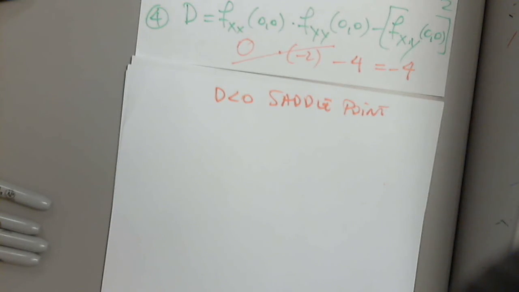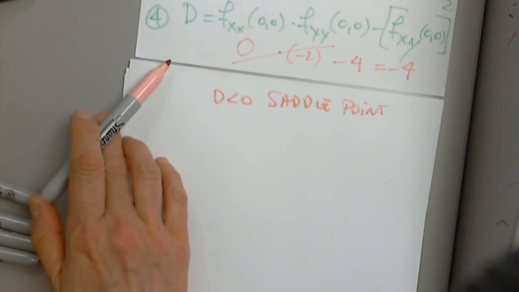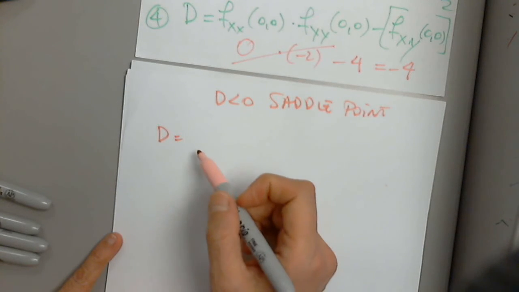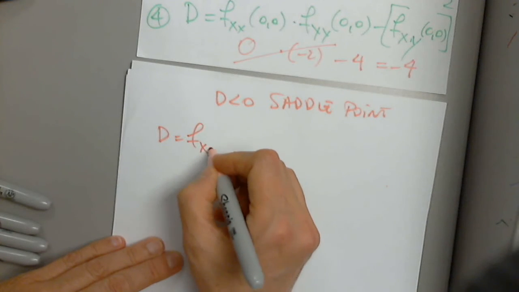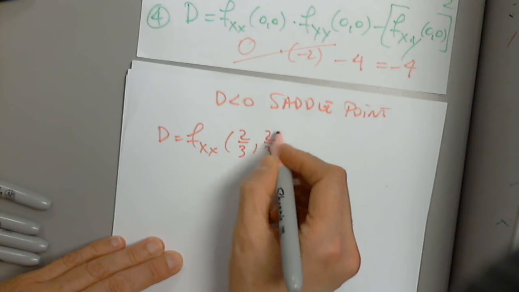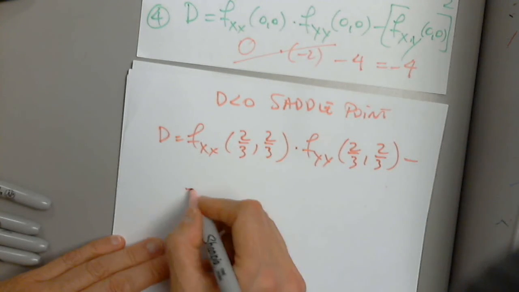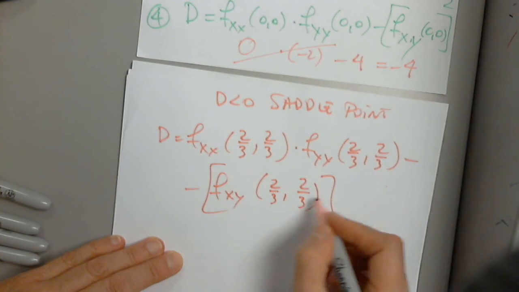So let's redo all the 4 steps for 2/3, 2/3. Ready? So basically just the D test. That's all we need to do. I'm sorry, we already did all of that. So for D, fxx at 2/3, 2/3 times fyy at 2/3, 2/3 minus fxy at 2/3, 2/3 and everything squared.